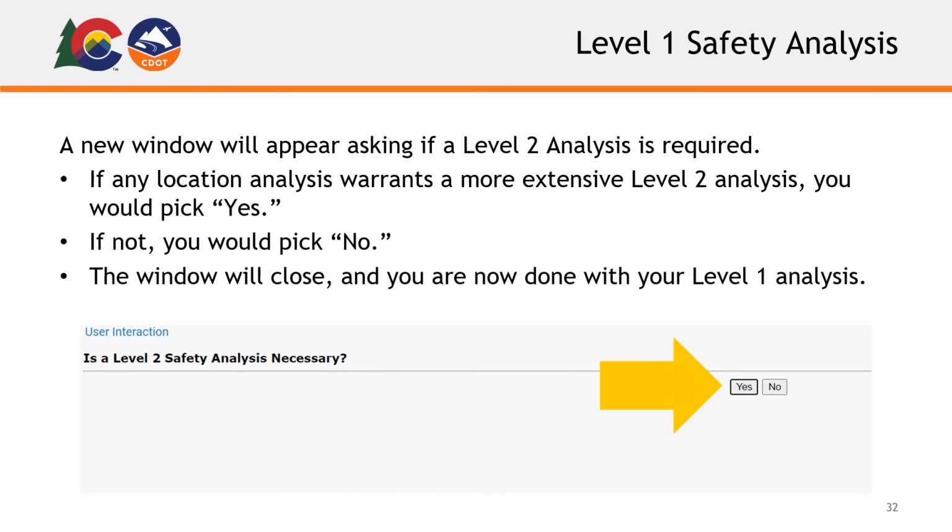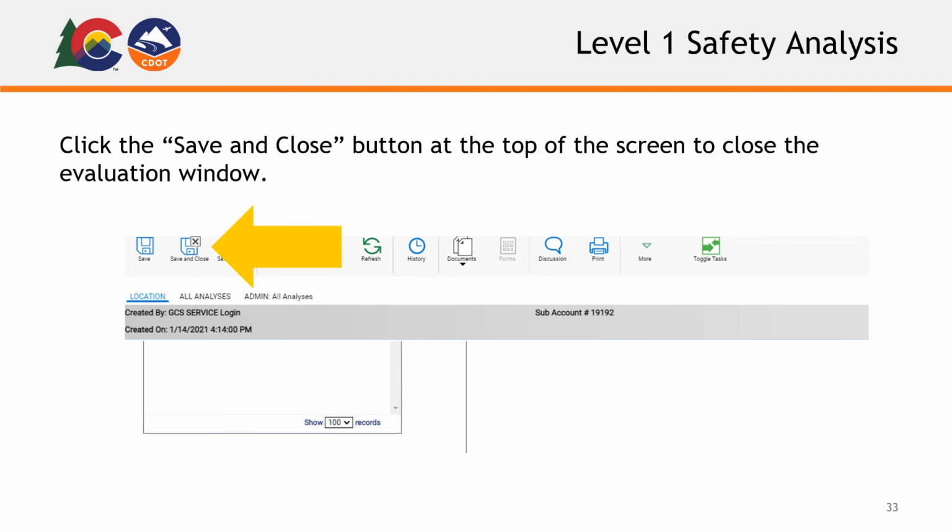A new window will appear asking if a Level 2 analysis is required. If any location analysis warrants a more extensive Level 2 analysis, you would pick Yes. If not, you would pick No. The window will close, and you are now done with your Level 1 analysis. Click the Save and Close button at the top of the screen to close the evaluation window.